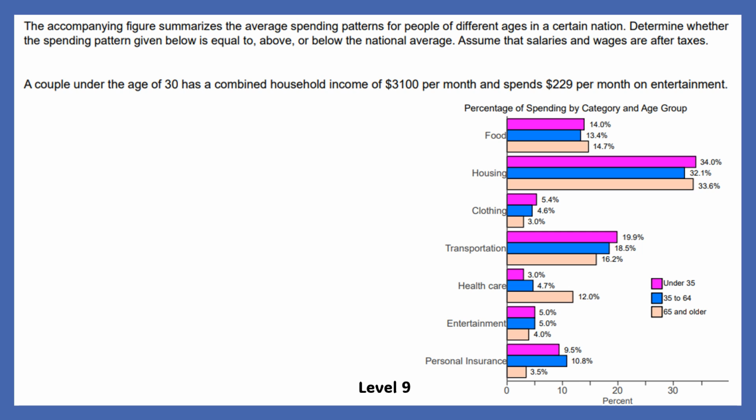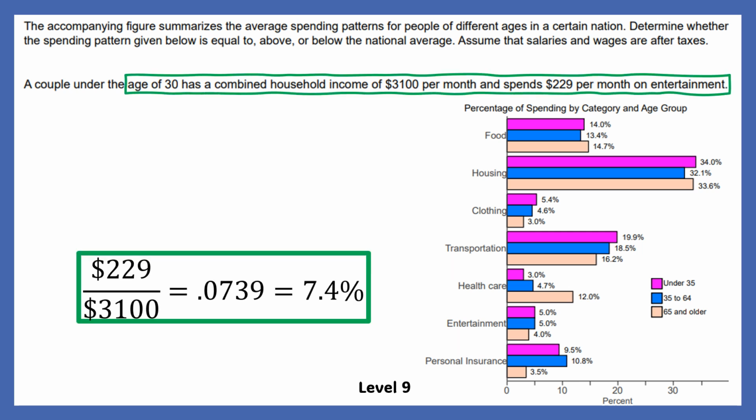Comparing a couple that is a young couple under the age of 30, and they have a household income of $3,100, so not a lot of money, and they spend $229 per month on entertainment. Is that a lot? It doesn't feel like a lot, but let's put it in context of their income. So if we go ahead and divide their spending by their total income, we get 0.0739. If we turn that into percent, we end up with 7.4% because that 39 makes it round up to 7.4.